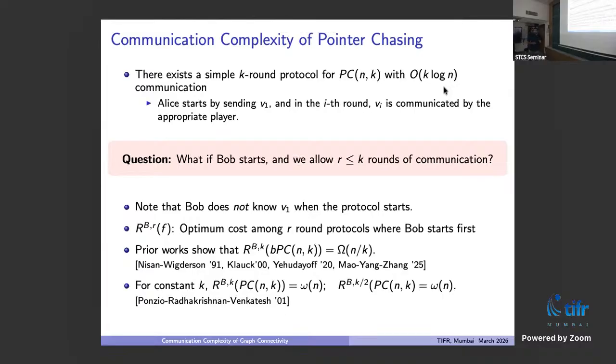But specifically for constant k, this lower bound holds for a general k. For constant k, Ponzio, Radhakrishnan, and Venkatesh showed a tight lower bound that for the full version, it's superlinear in n. That's where the iterated log comes from. I'm not giving the exact log here. It's superlinear in n. And there's a small typo here: this should be the bit version of the pointer chasing. The bit version is slightly different from the full version when you restrict to constant k. The bit version gives a superlinear lower bound only if you're restricting the rounds to k over 2 and not k.